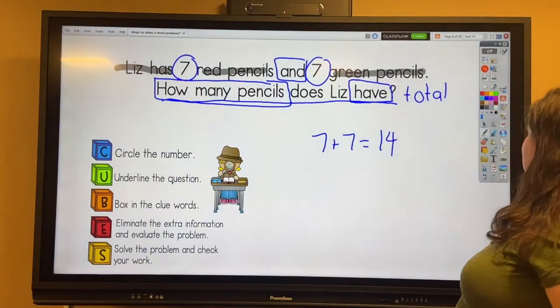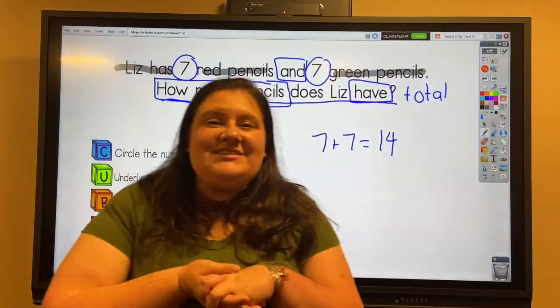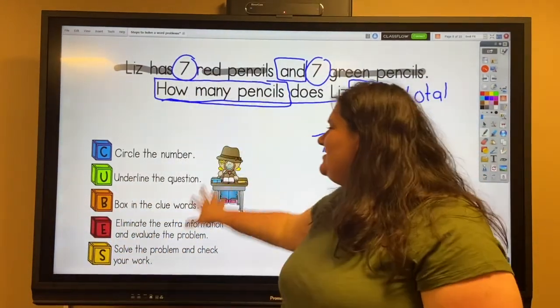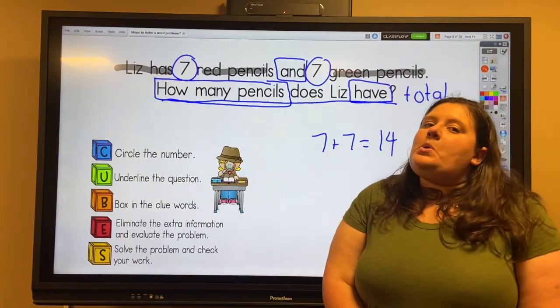14 total pencils. All right, boys and girls, that is it for today. Hopefully you'll be able to use the cubes method to figure out how to solve word problems.